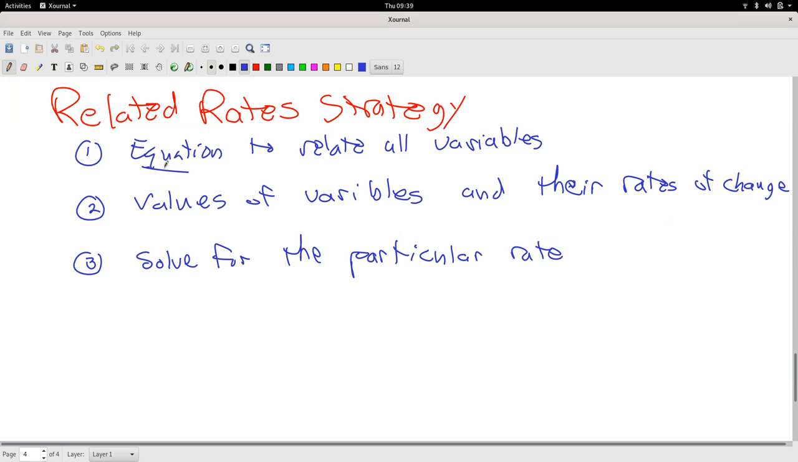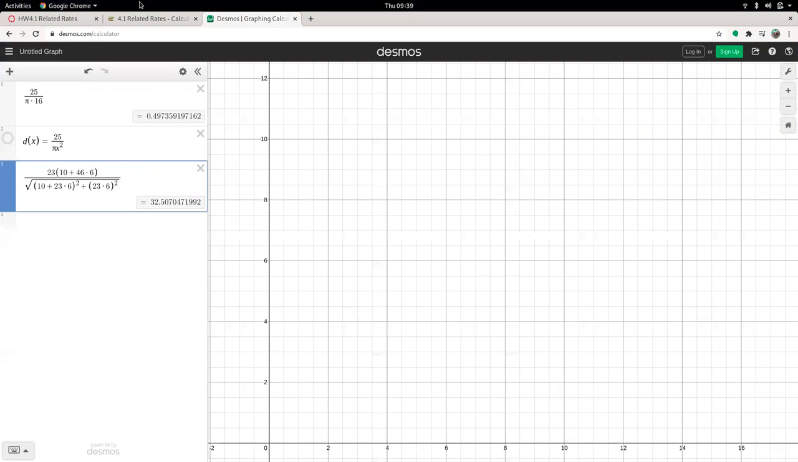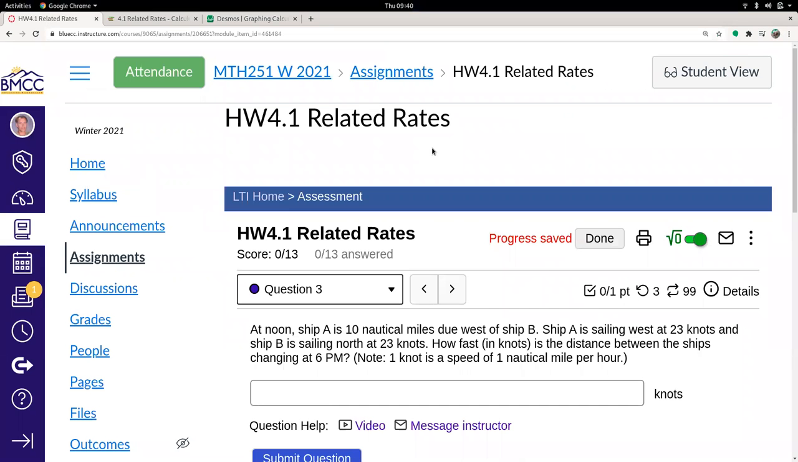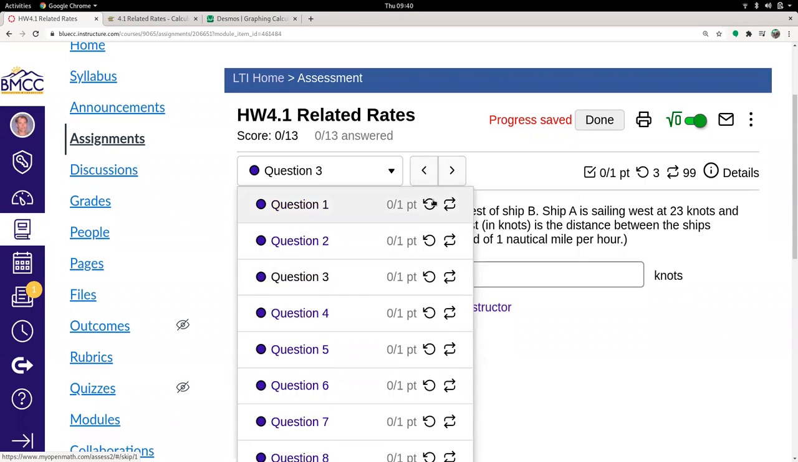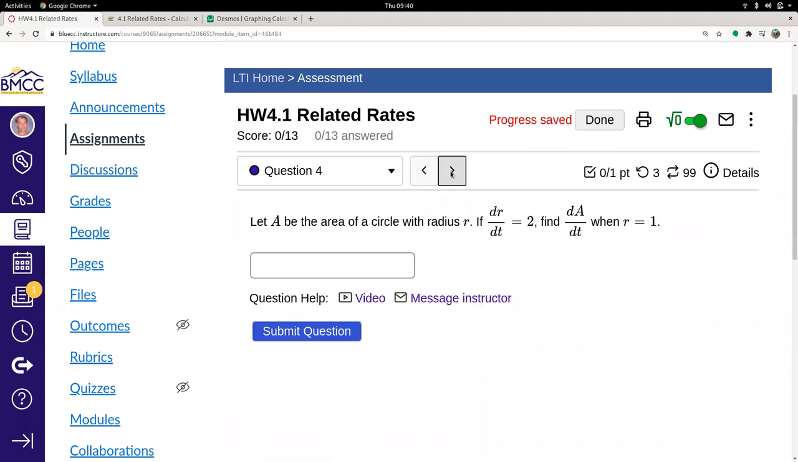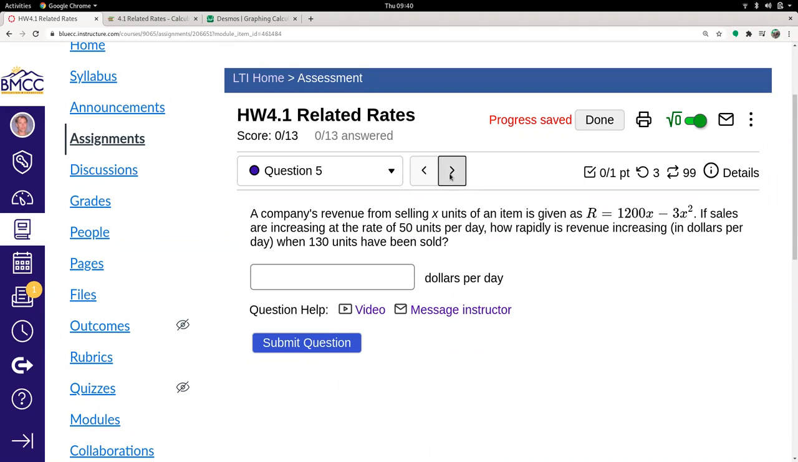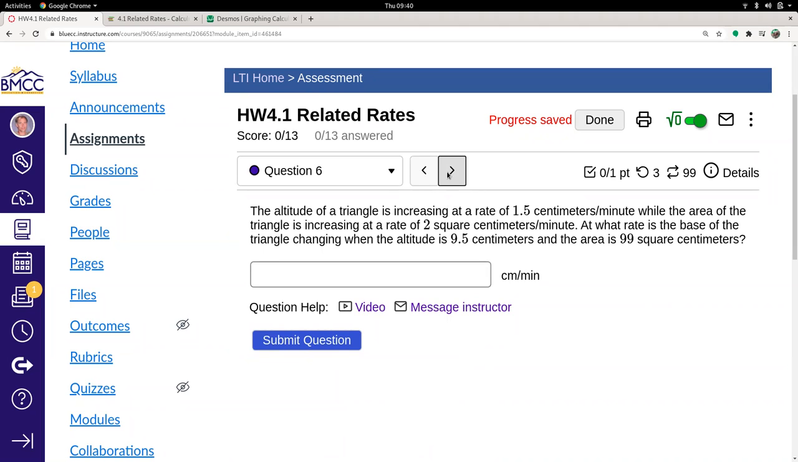And the equation, that tends to be the hardest part. So we usually have to often do some geometry if an equation is not given to us. So let's look at a situation where we have to do some more geometry. Let's pick something from your homework. So the revenue one, we're just given the equation, no geometry necessary. That one's pretty straightforward.